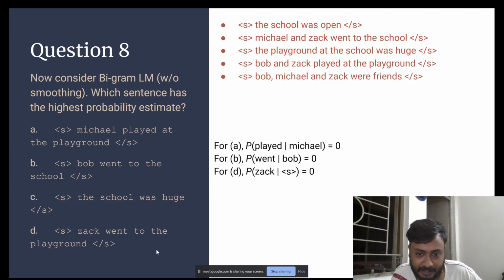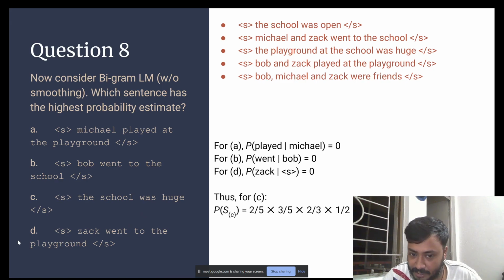If you look at the last one, "Zach went" was there, but "Zach" given the start of sentence: in the corpus, no sentence starts with Zach. So that is why the probability of Zach given start of sentence is 0. So the probability of these three is 0. So automatically, because this is an MCQ question, you can directly say the answer is C. But just for the sake of completion, I have also done the calculation for C over here. All the bigrams in C are actually there in the corpus, so we get a non-zero value, which is this.